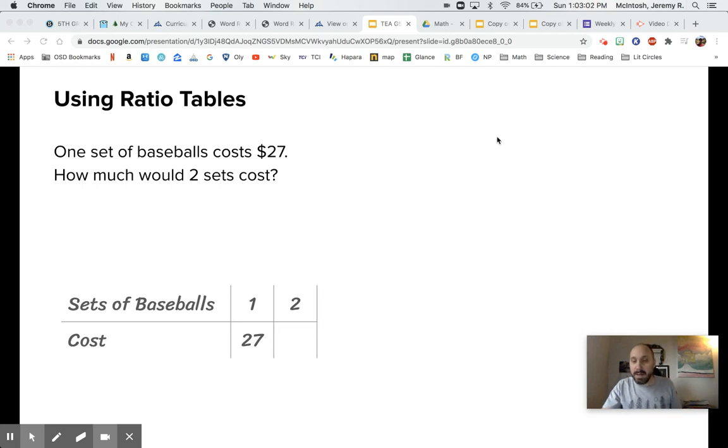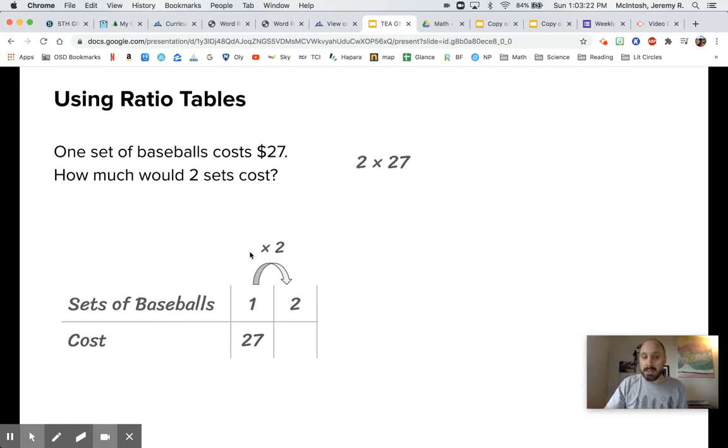All right, so hi mathematicians, back to our ratio tables. So this question is asking us: one set of baseballs costs $27. How much would two sets cost? So the question is, how much would two sets of 27, or 2 times 27?